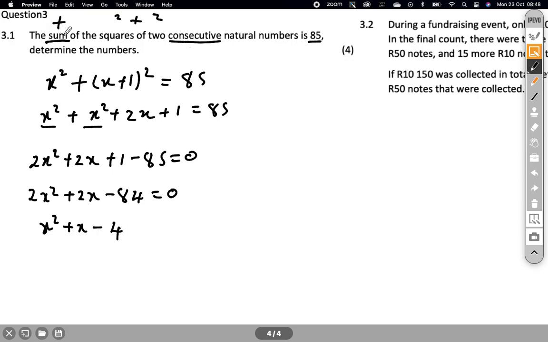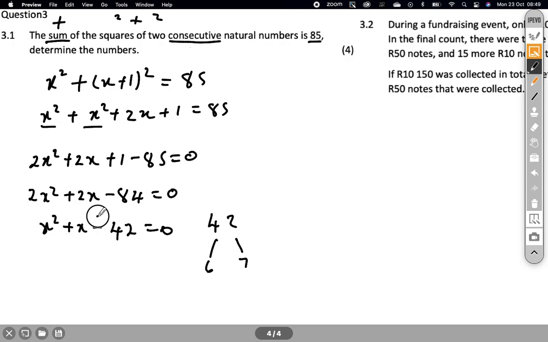Sorry, this should be 42. So now we're going to look for factors of 42 which give us the middle term when we add. Remember, there's a negative here, so we have 6 and 7. We have 6 and 7.